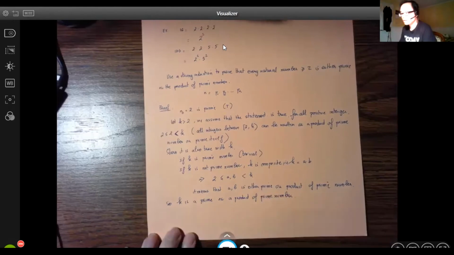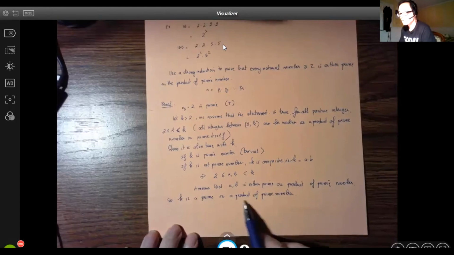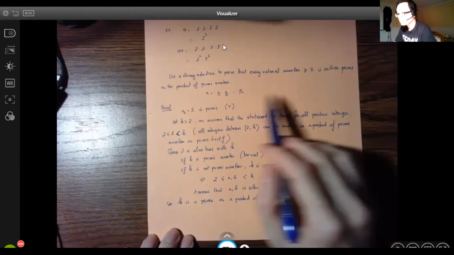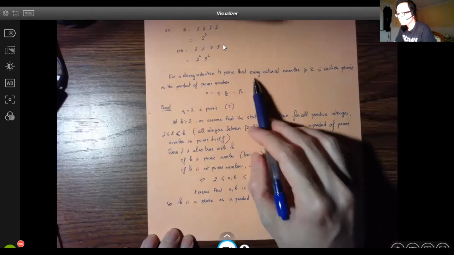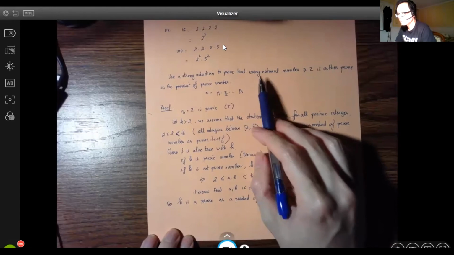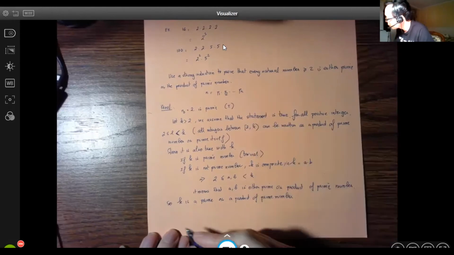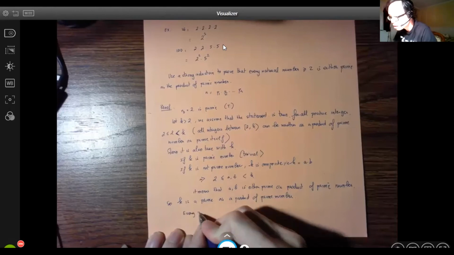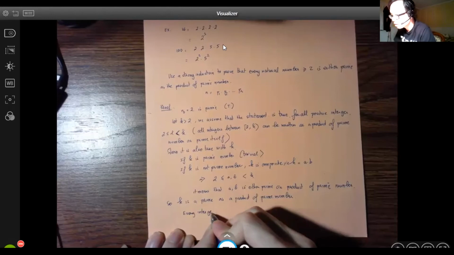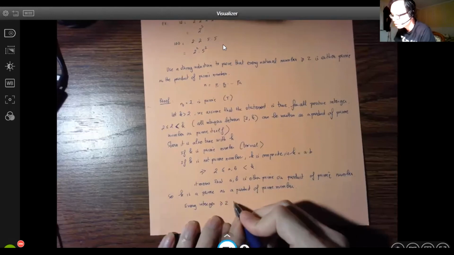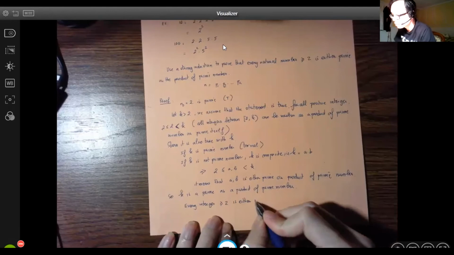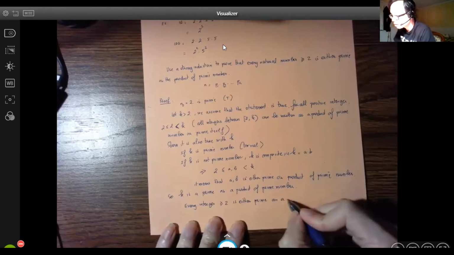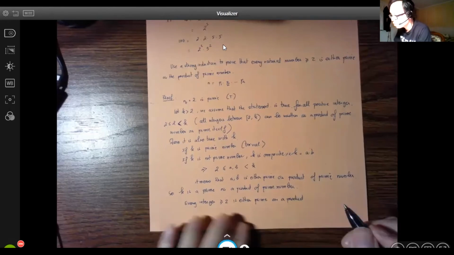And if k is a prime or a product of prime numbers, then we can conclude the final statement: every integer greater than or equal to 2 is either prime or a product of prime numbers.